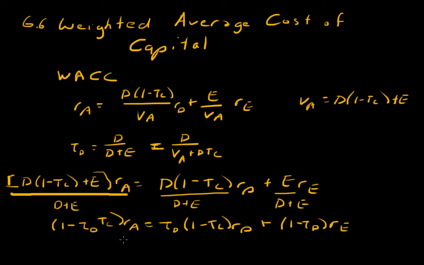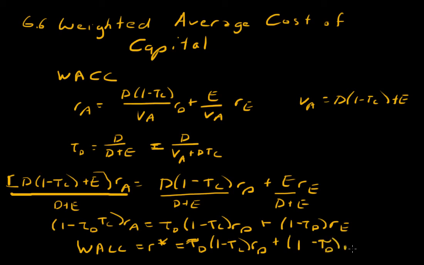And so this right here on the left hand side is what we're going to be calling the WACC, the weighted average cost of capital. And I'll often call this R star. And so now I just rewrite what we had before. So that's tau D, the debt ratio, times 1 minus the tax rate RD, plus 1 minus tau D, return on equity.